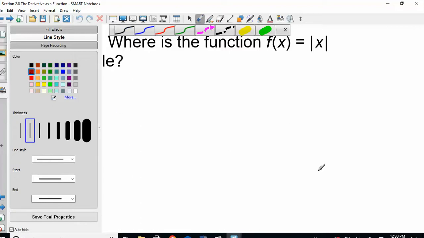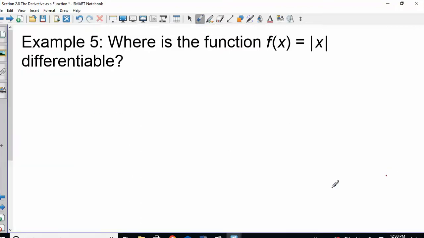Okay, so let's take a look at this problem. I want to know where this function is differentiable. So differentiable means the derivative exists, right?